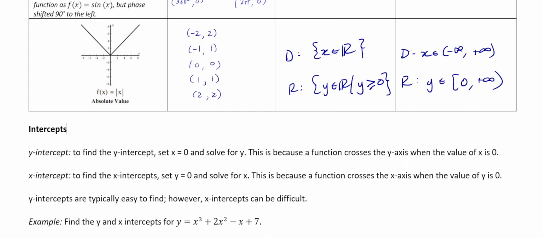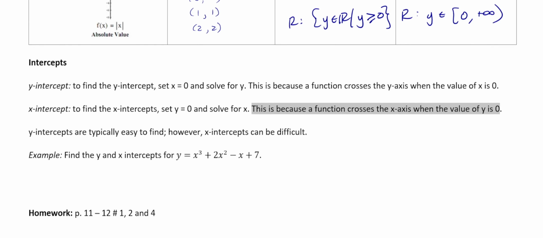All right, the final thing that we're going to look at in this video, we'll do it quickly, is intercepts. To find the y-intercept, you set x equal to 0 and solve for y. This is because the function crosses the y-axis when the value of x is equal to 0. To find the x-intercept, you set y equal to 0 and solve for x, because the function crosses the x-axis when the value of y is 0. Y-intercepts are typically easy to find. X-intercepts are a bit more challenging.